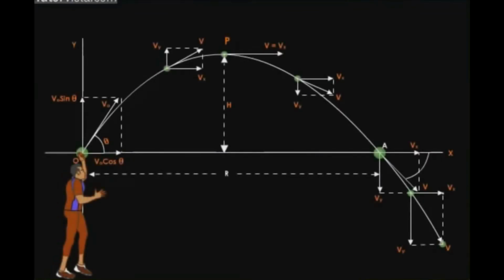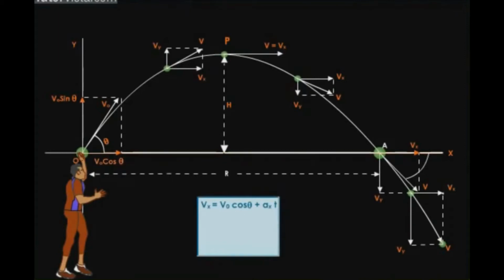Let us now analyze the motion of a projectile thrown obliquely. Let a body be projected from a point O with initial velocity v sub 0. The projectile makes an angle theta with the horizontal axis. The velocity of the projectile at any point of the trajectory goes on changing both in magnitude and in direction. The velocity can be resolved into two rectangular components: v sub 0 cos theta along the x-axis and v sub 0 sin theta along the y-axis.